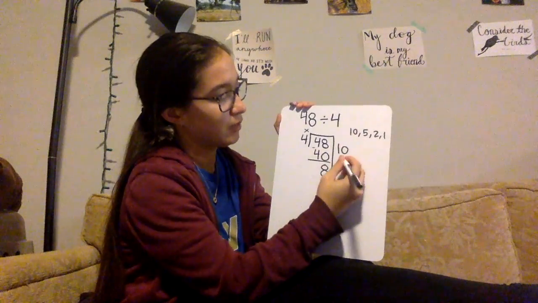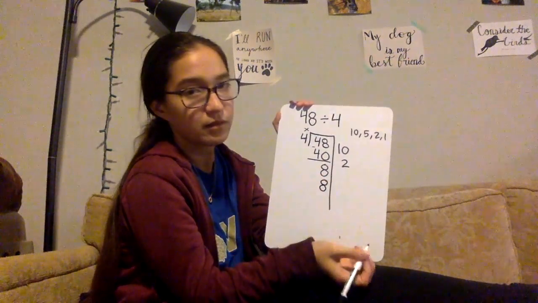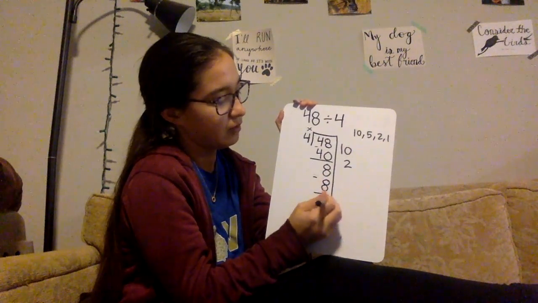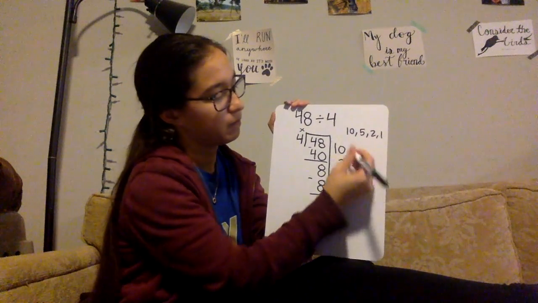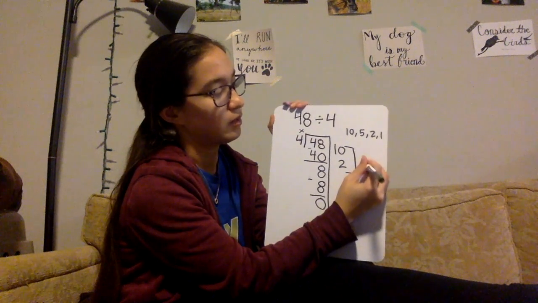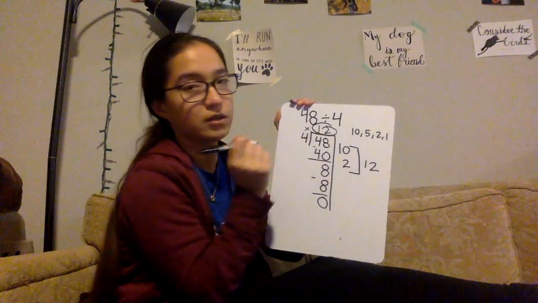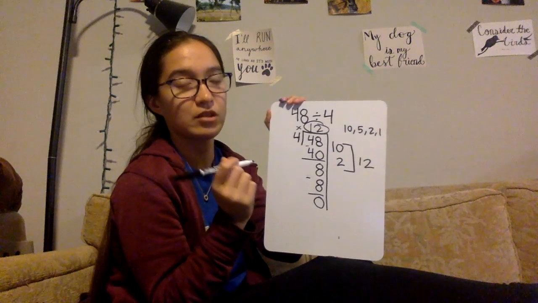So I'm going to try 2 next. 4 times 2 equals 8. 8 minus 8 is 0, so that does work. And then the 0 tells me I add my side. 10 plus 2 is 12. And then my 12 always goes on top when I'm using the Big 7 strategy.